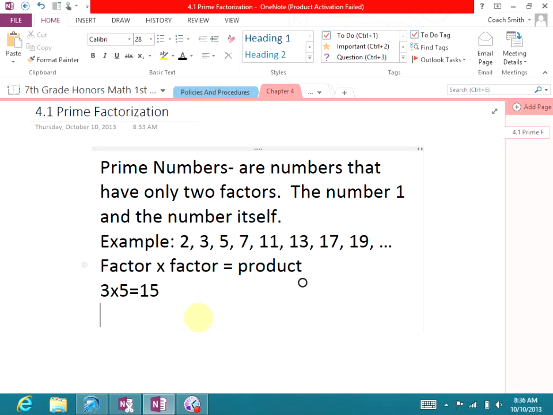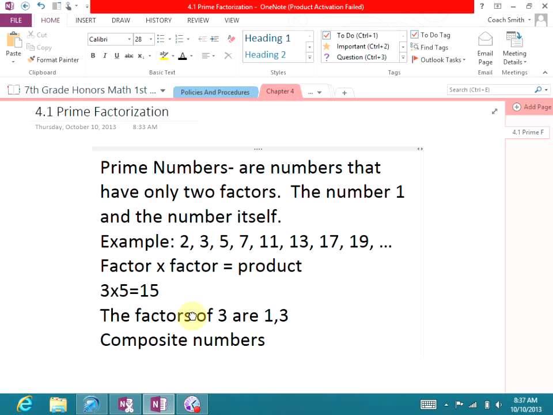The factors of 3 are 1 and 3. In other words, that's the only thing you can multiply together to get 3. 1 is not prime, but it's also not composite. 1 only has one factor. Now let's talk about the definition of composite.